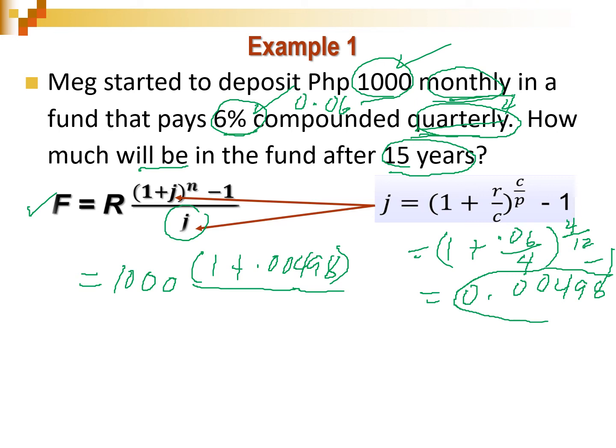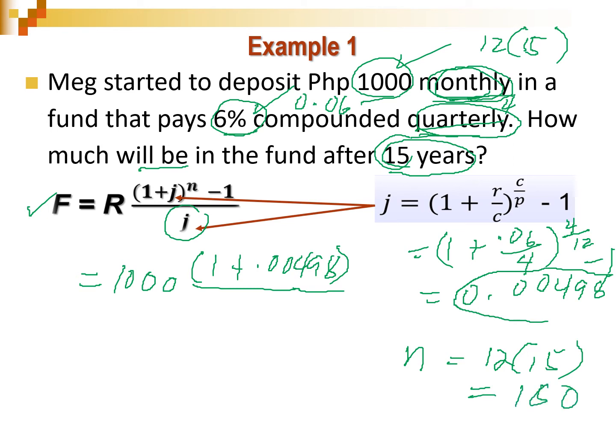How do we get N? N is referring to the number of times that Meg should deposit 1,000. So if she will deposit 1,000 monthly, it means to say 12 times a year, and the target number of years will be 15, so 12 times 15. N is 12 times 15, which is equal to 180. So N therefore is 180. So raise to 180, then copy minus 1.